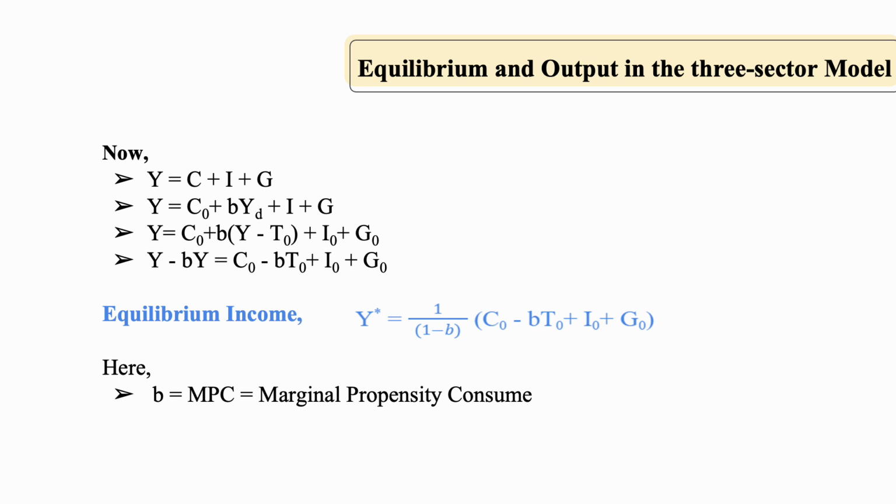So we get the formula for equilibrium income: Y star is equal to 1 by (1 minus B) into (C naught minus B T naught plus I naught plus G naught). Here B refers to MPC, that means marginal propensity to consume.